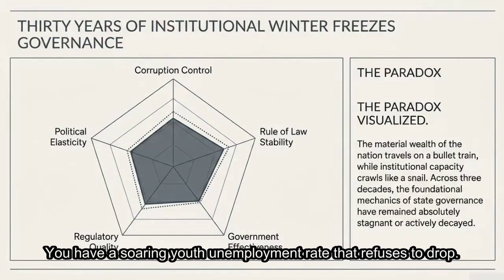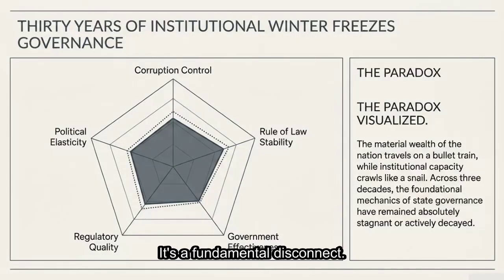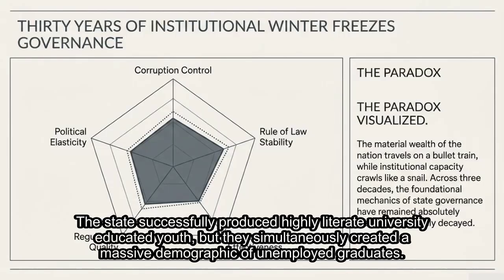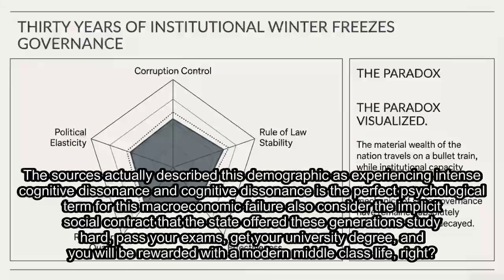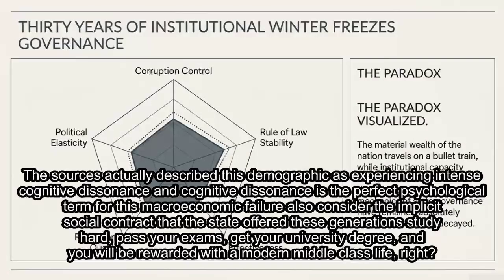On one line, you have a highly educated, literate population climbing upward. On the other line, you have a soaring youth unemployment rate that refuses to drop. It's a fundamental disconnect. The state successfully produced highly literate, university-educated youth, but they simultaneously created a massive demographic of unemployed graduates. The sources actually describe this demographic as experiencing intense cognitive dissonance.